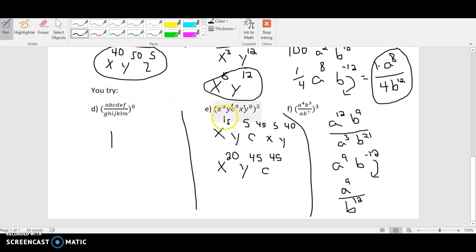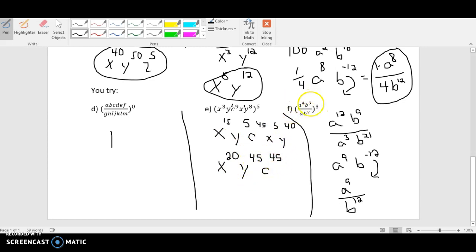With E, you had to go ahead and do your power to a power rule first. You get x to the 15th, y to the 5th, c to the 45th, x to the 5th, y to the 40th, and then you can use your multiplication rule to combine some of these like bases together. X to the 20th, y to the 45th, c to the 45th.